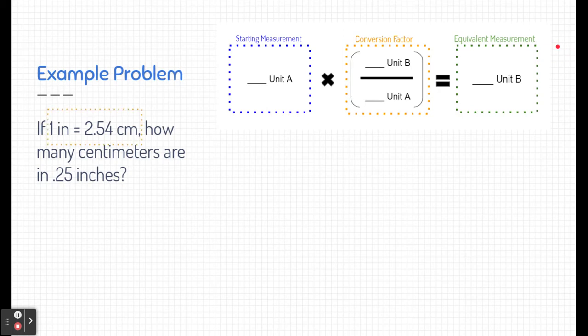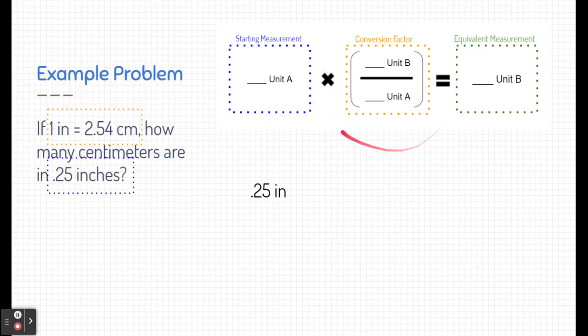First, I take a look at my problem and notice that it's given me a conversion factor. This is an important piece of information. 1 inch is equal to 2.54 centimeters. We're going to need to use that in a moment. Next, this next number is our starting measurement. So we're going to go ahead and put that right here. 0.25 inches. We need to figure out how many centimeters that is. So we're going to use a conversion factor. Now this is our equivalency. This is our conversion factor.